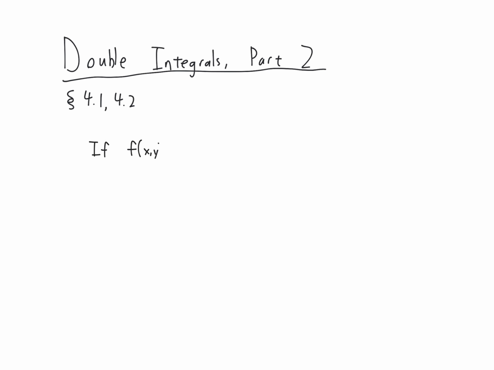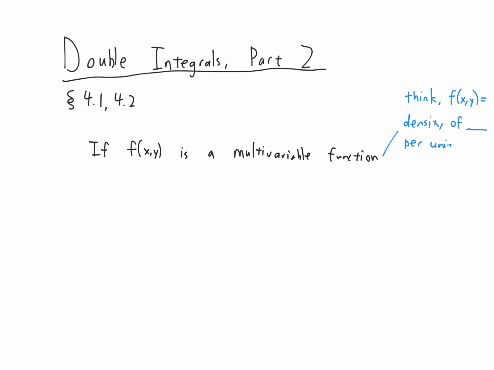We start with a multivariable function, f of x y, and I'd like for you to think about f of x y as being a density function. That it represents the density of something per unit area. So maybe something like people per square mile was our example last class, or maybe biomass density per square mile, or some kind of density per unit area.